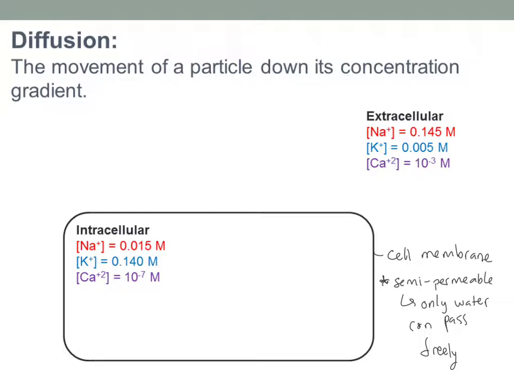So if I look at my cell here, it looks like my concentration of sodium is 0.015 molar, so that's not a lot, versus outside the cell, it's 0.145 molar. It's 10 times more sodium outside the cell than inside the cell. So I'm going to use a big Na to represent a lot of sodium and a little Na to represent just a little sodium. So you want to ask yourself, how does sodium want to diffuse? Does sodium want to diffuse into the cell or out of the cell?